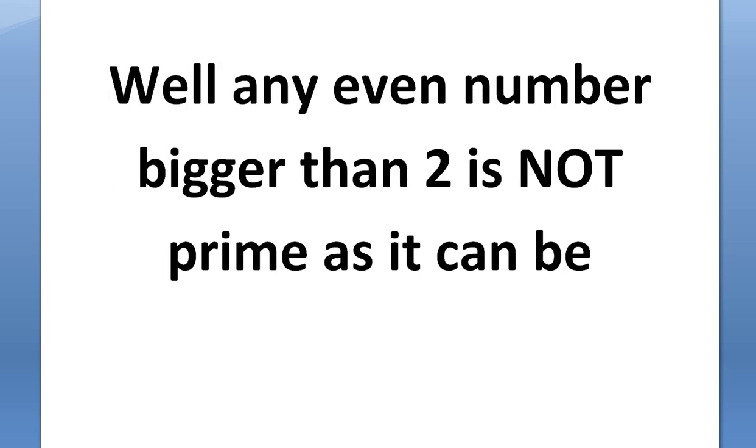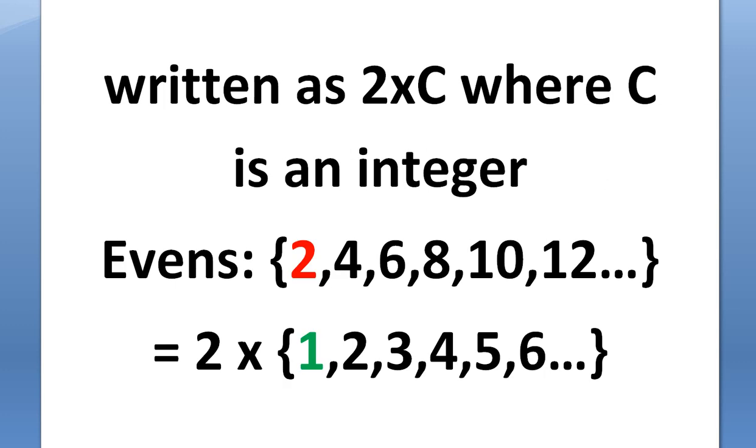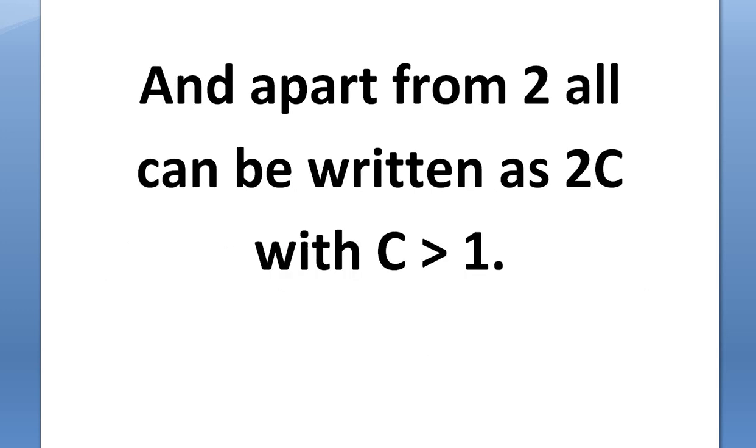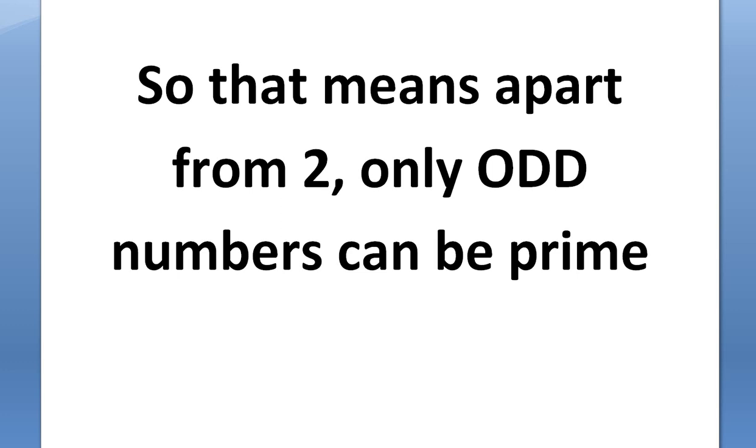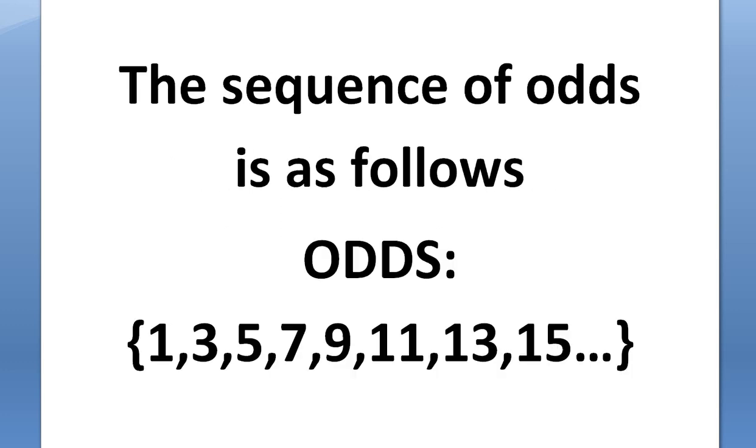Well, any even number bigger than 2 is not prime, as it can be written as 2 times c, where c is an integer. So the evens are 2, 4, 6, 8, 10, 12, which is equivalent to 2 times 1, 2, 3, 4, 5, 6. So apart from the very first one, every even number can be written as 2 times something greater than 1. So that means all of those are not prime. Only 2 is prime, and I've put that in red. So that means apart from 2, only odd numbers can be prime.